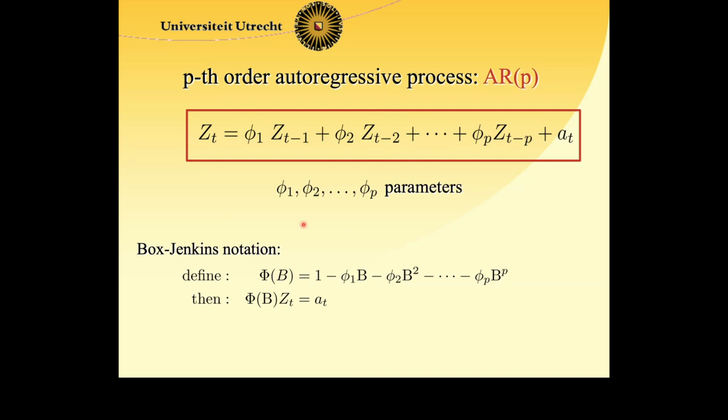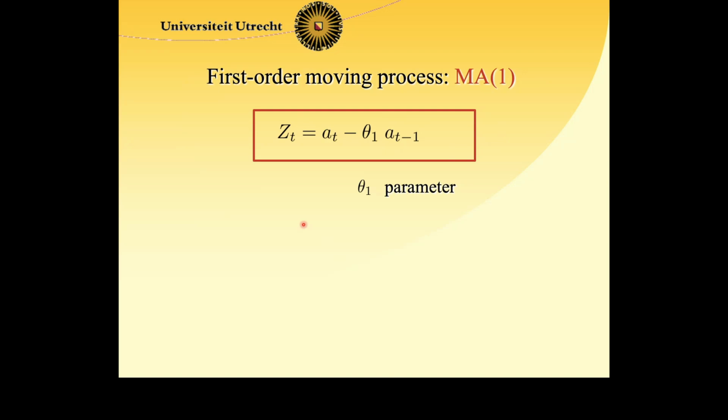So this is an autoregressive process. Then let's move to the other type of process. This is a so-called moving average process. Now, a moving average process actually consists of a moving average of the noise terms only. So Z at T depends on the noise at the same time, but also on the noise of the previous time step. And this is a so-called moving average parameter, theta 1.